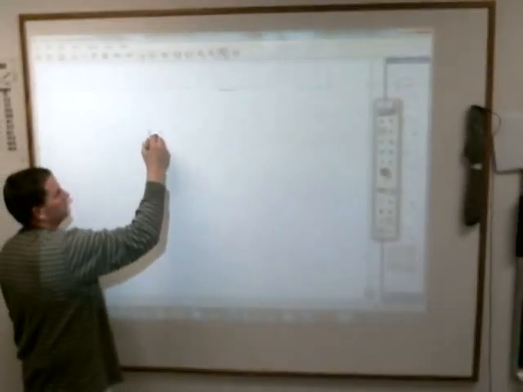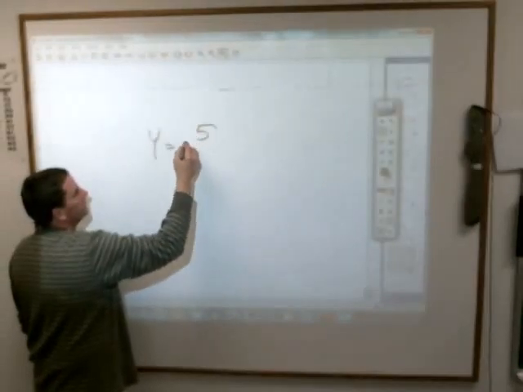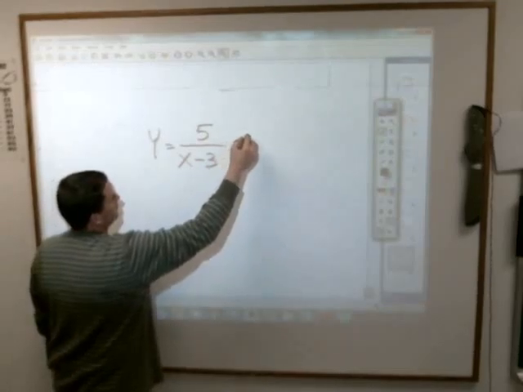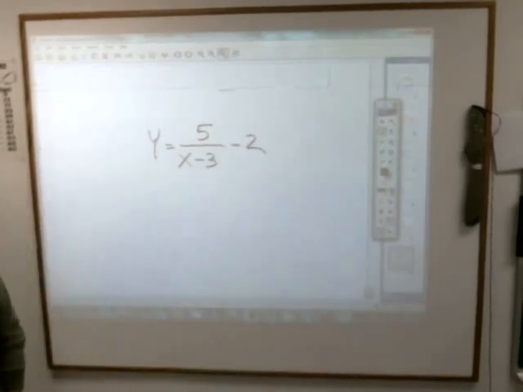Alright, so you graph this one for me. Y equals 5 over x minus 3, minus 2. Just sketch me the graph of that. And again, on a quiz or a piece of paper, I would need to see both the horizontal and vertical asymptotes. And then the rest of it is just a sketch. It's a little sketchy.